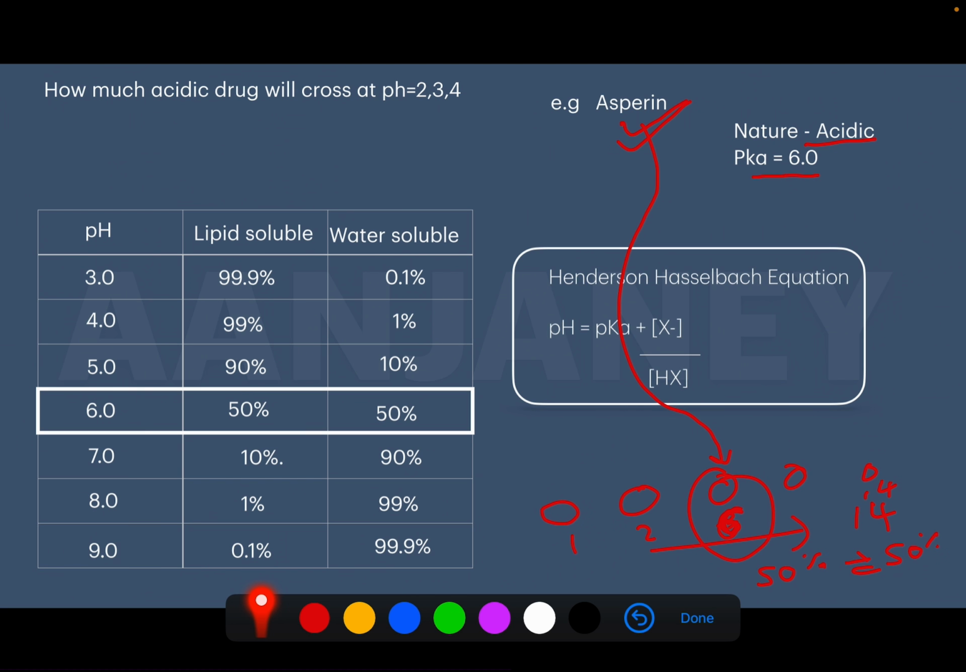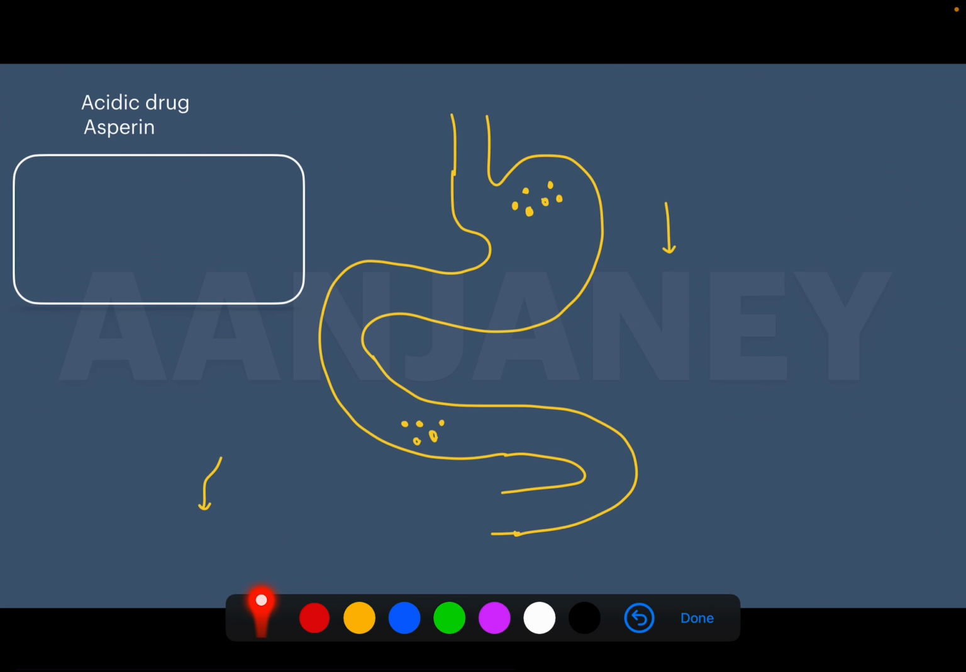So we have a formula, the Henderson-Hasselbalch equation, which for any drug, let's say aspirin, if we know the pH of the medium and the pKa of the drug, then we can find out the ratio of H+ and HX, meaning we can find out how much is lipid soluble or how much is water soluble, or how much is dissociated or how much is non-dissociated. Done. So this was all mathematical calculations.